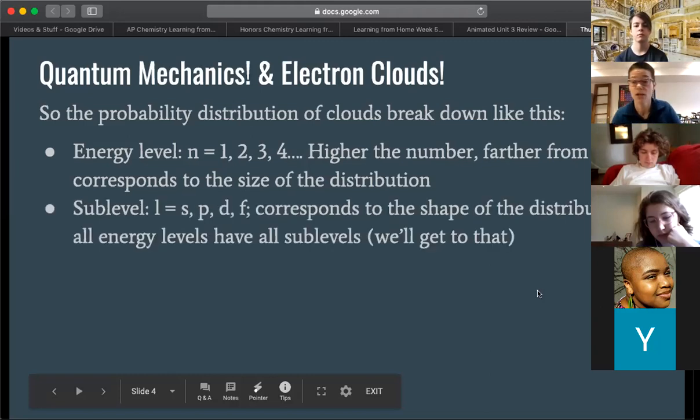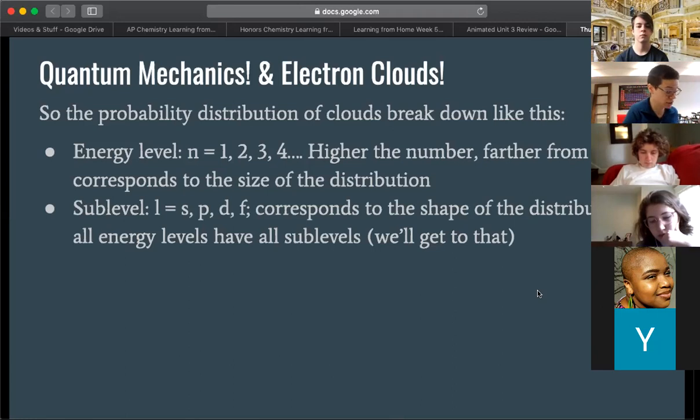Okay. So in addition to energy levels, you have sublevels. Sublevels would indicate a part of an energy level. And the sublevels have letters, S and P and D and F. Technically they're represented by a lowercase l, but SPDF is what we need to know. And the S, the P, the D, and the F correspond to the specific shape of the distribution cloud.